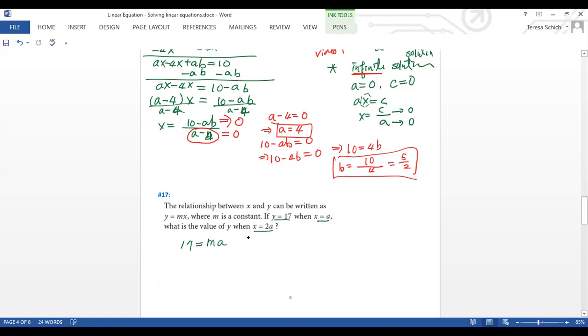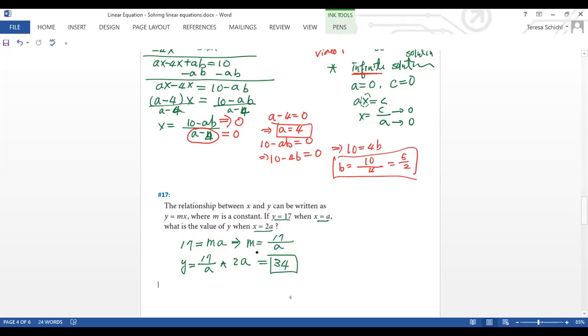Now what is y when x equal to 2a? So I need to solve for m. So m is equal to 17 over 8 here, right? Now I know m, so I want to find the y value. So y is equal to m, which is 17 over 8, times 2a, right? So a is 17 here. So what is it? It's 34 here, okay? So it's 34 here.